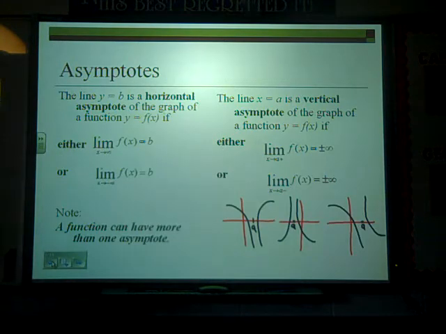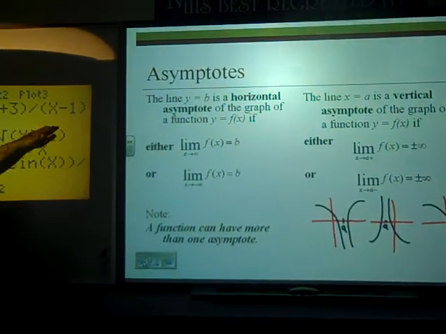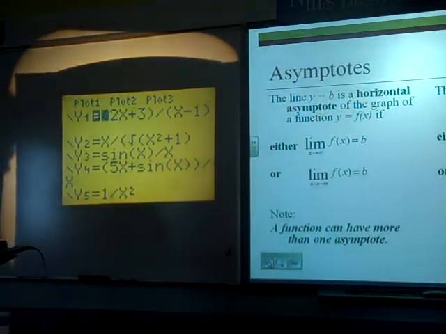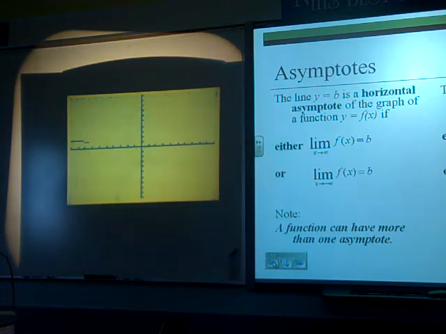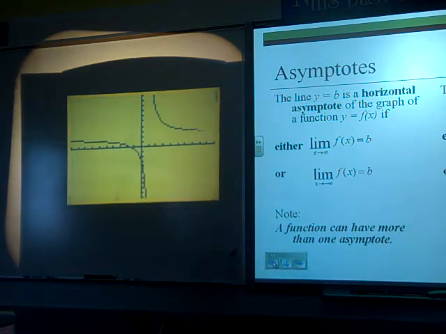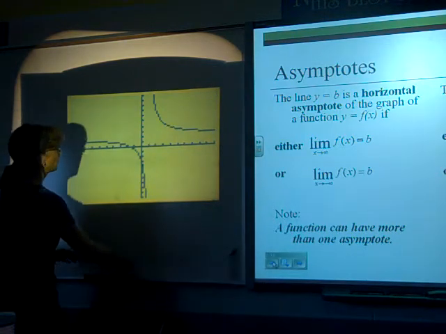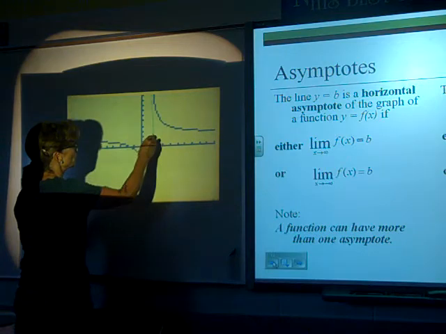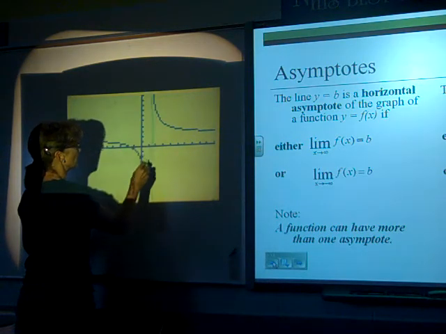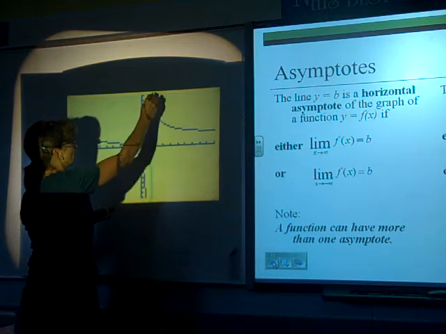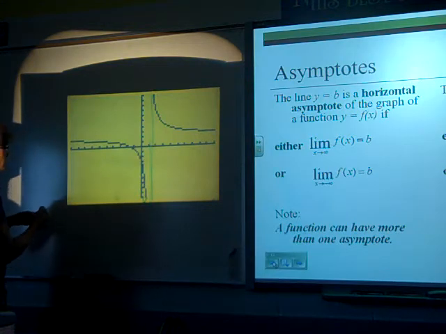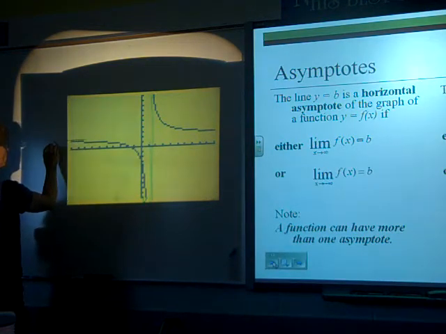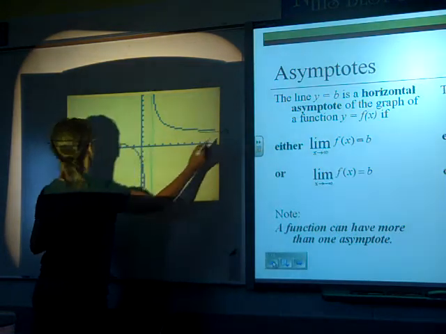We'll take a little peek. I've got a function over here. We're going to look at 2x plus 3 divided by x minus 1. And I've just got my window, negative 10 to 10 in both directions. As we look at this, we can see a couple things happening. I see a vertical asymptote right in here. I know that because this is headed towards positive infinity and this is headed towards negative infinity. And I also see a couple horizontal asymptotes developing, to negative infinity and to positive.